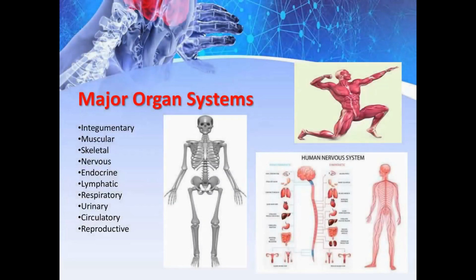In this slide, you can see that there are some names given of the major organ systems as well as the pictures. The names are integumentary, muscular, skeletal, nervous, endocrine, lymphatic, respiratory, urinary, circulatory and reproductive. Some of the pictures given are, one, the skeletal organ system. Secondly, at the top right corner, the muscular organ system. And below it, the human nervous system.